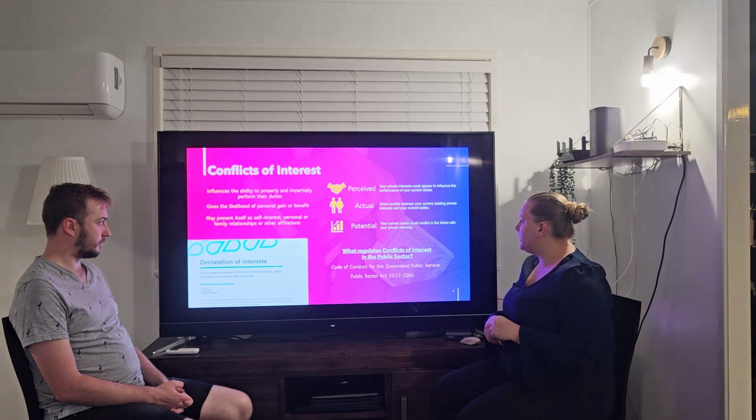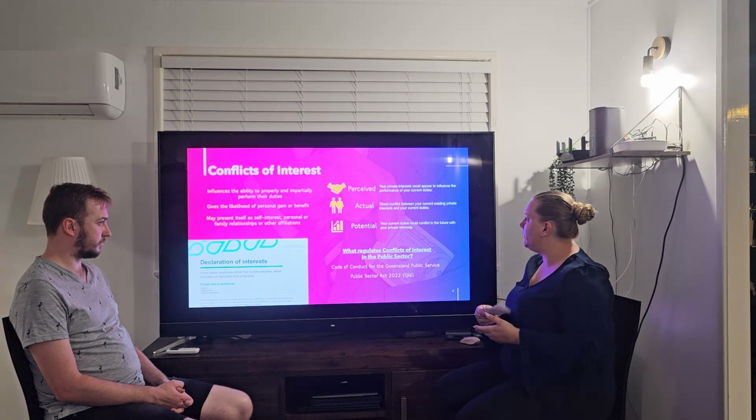So perceived, actual, and potential conflicts of interest. Perceived is when your private interest can appear to influence the performance of your current duties. Actual is direct conflict between your current existing private interests and your current duties. And potential is your current duties could conflict in the future with your private interests.